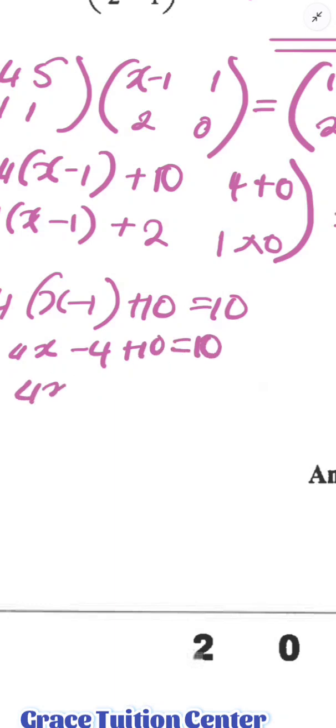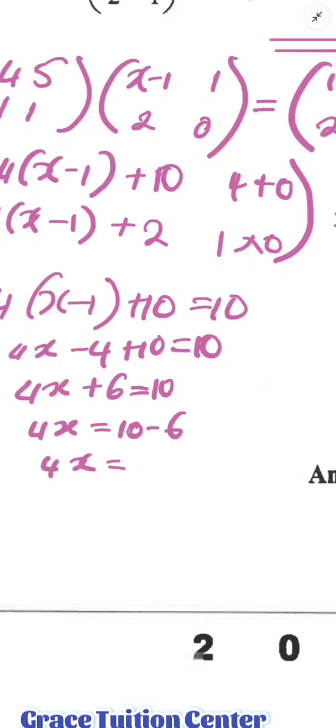So we have 4x, negative 4 plus 10 is positive 6. Negative 4 plus 10 is positive 6 is equals to what? 10. So now we're going to group the like terms here. The 4x will be here. I move this positive 6 to the other side, it becomes negative. So this is equals to 10 minus what? 6. So we have 4x is equal to 10 minus 6 is what? 4. I'll divide here by 4, here by 4. This cancels that. I remain with x is equal to 4 divided by 4 is 1.